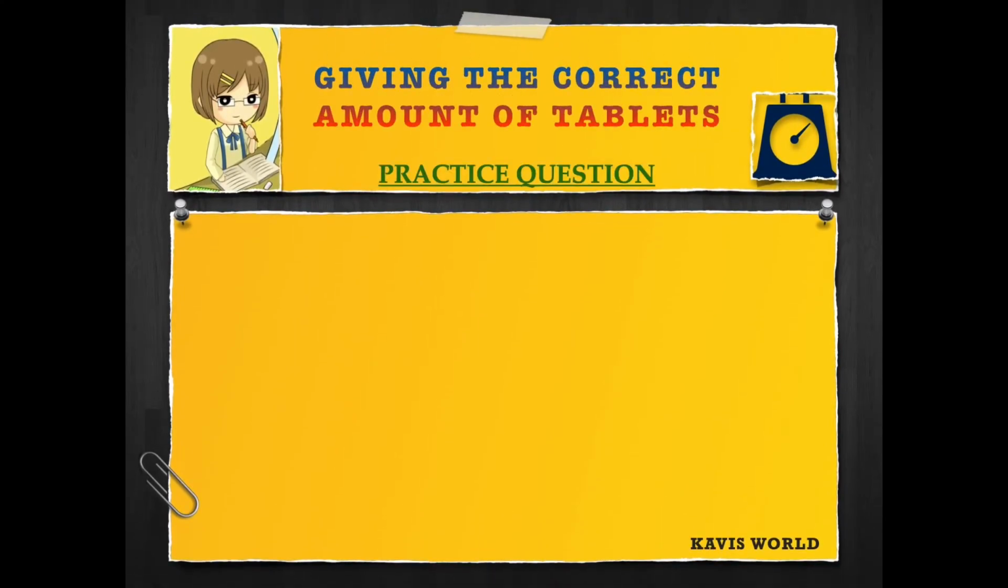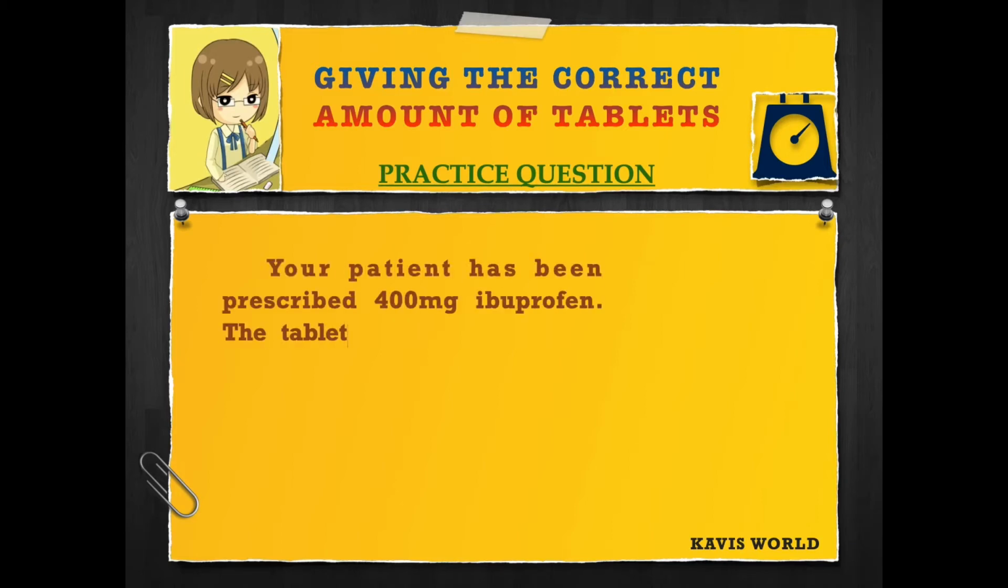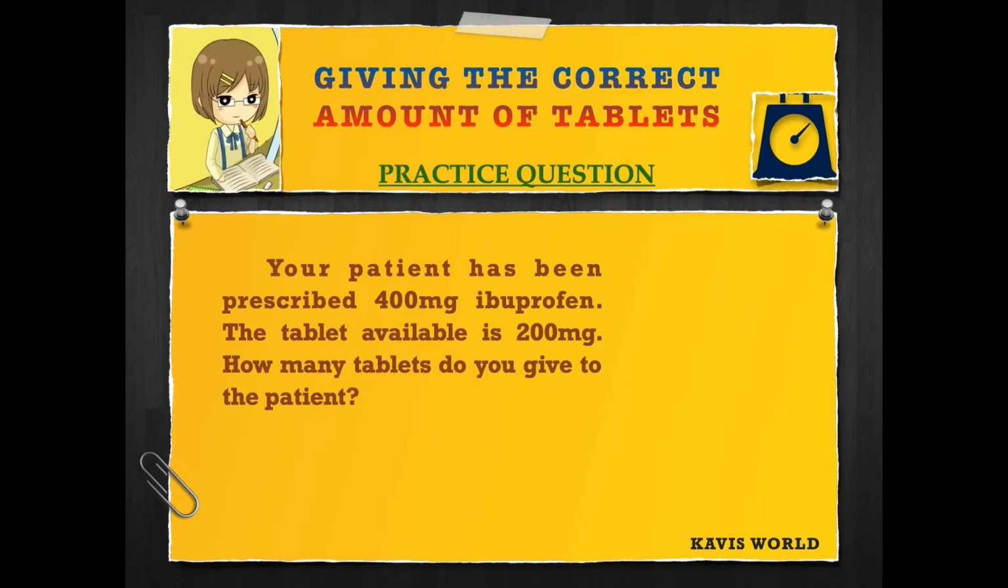Next slide is regarding giving the correct amount of tablets. Here also we have to apply the universal formula, and we can see an example. Your patient has been prescribed 400 mg of ibuprofen. The tablet available is 200 mg. How many tablets do you give to the patient? It's simple.